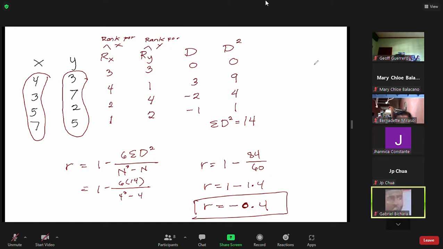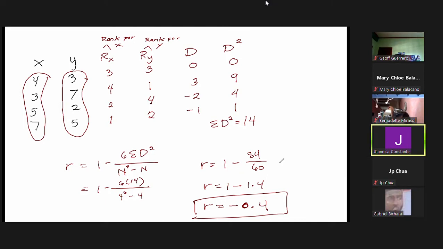Do you want, Gabi? Okay, Gabi for the quiz. I will write in the instruction for Gabi: use the Pearson formula in measuring the correlation of the set of data. But the rest, they may use the Spearman.